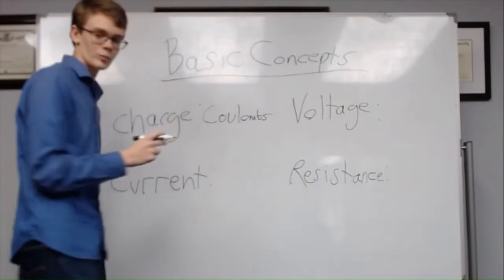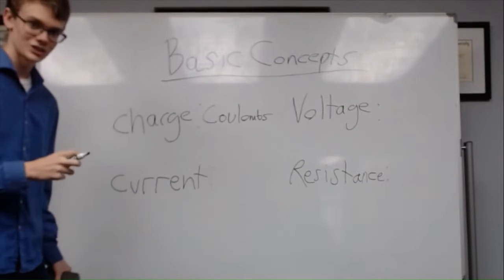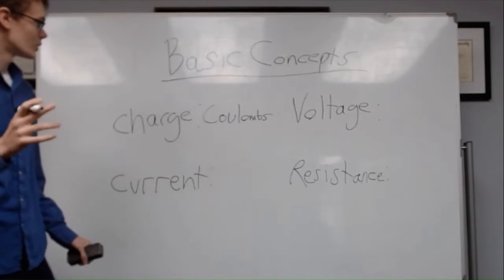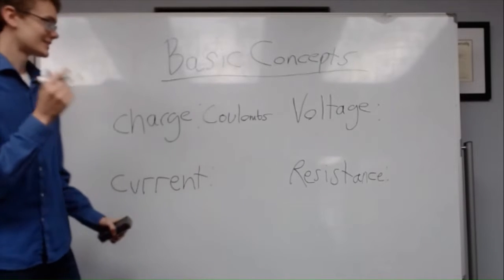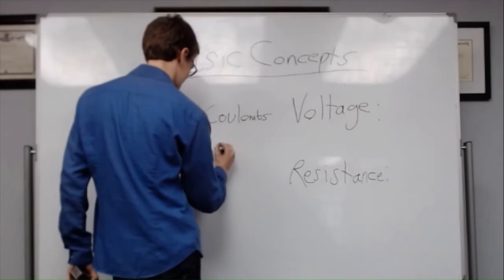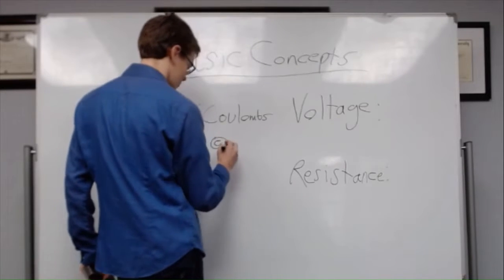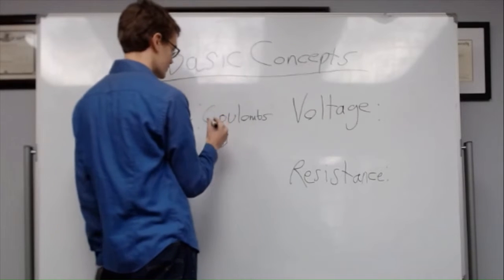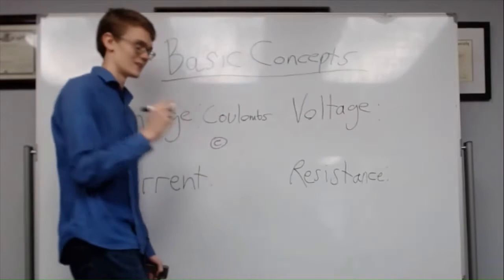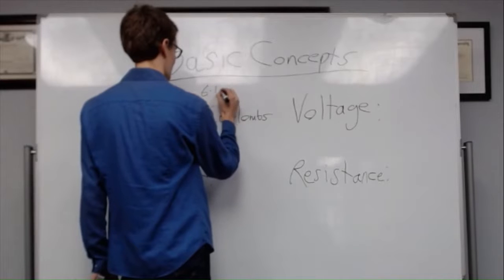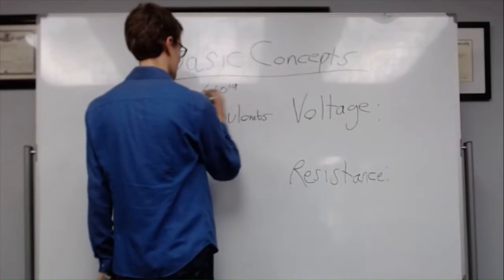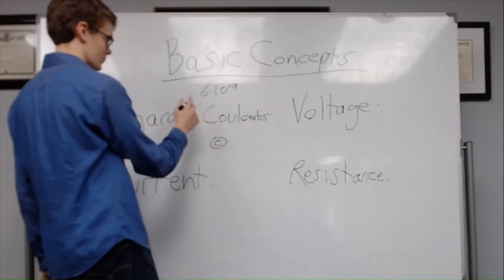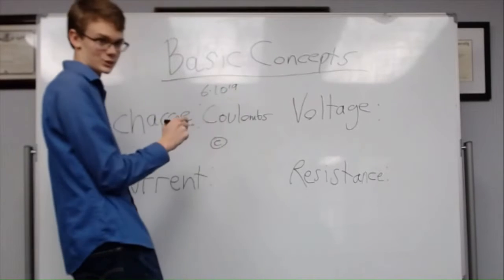And a coulomb is a lot of charge. It is not a small amount of charge at all. If we assume that an electron has a charge of -1, then a single coulomb would be equal to 6 times 10 to the 19th electrons. A coulomb is worth 6 times 10 to the 19th electrons.